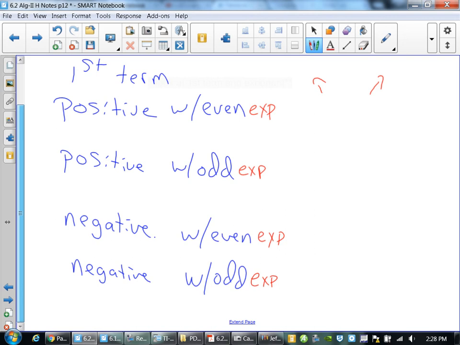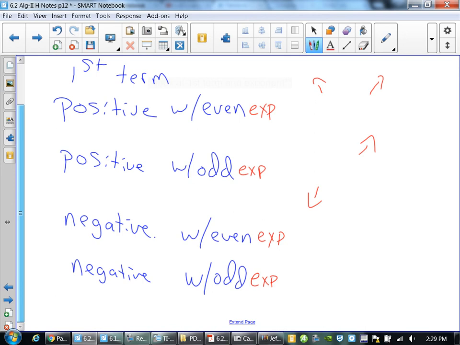What about positive with an odd exponent? What are the tails doing? Up and, so you're saying they're going up and down? Or are they going down then up? Down then up, because you're reading this going from left to right. So positive with an odd exponent means it's doing that.